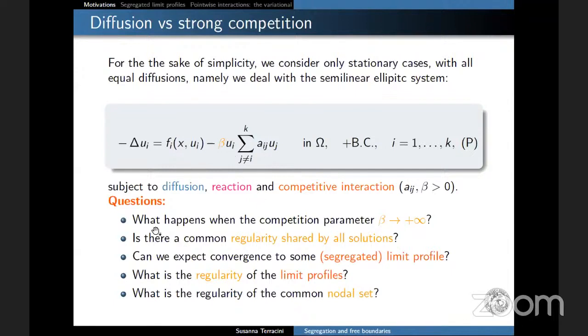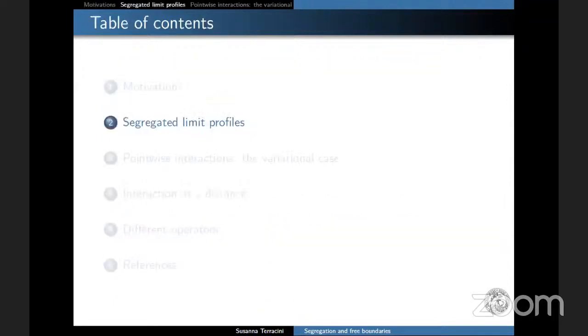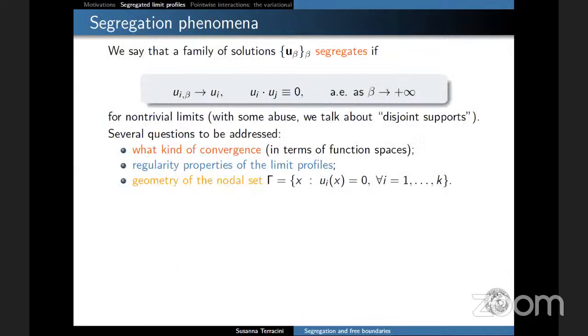And our issues concern the asymptotics when beta goes to infinity, the possible common regularity properties shared by all solutions in a uniform way with respect to beta, the existence of a segregated limiting profile, and the regularity of the common nodal set. Okay, well, let me give a definition of segregation in this context.